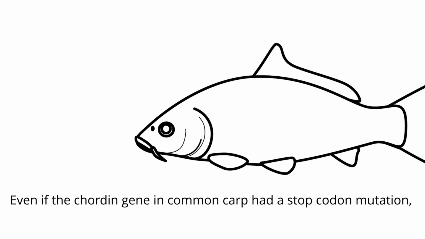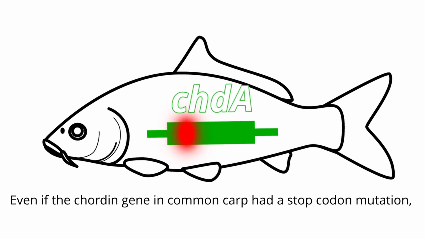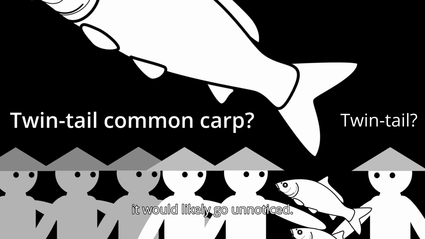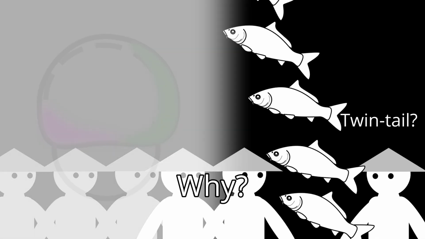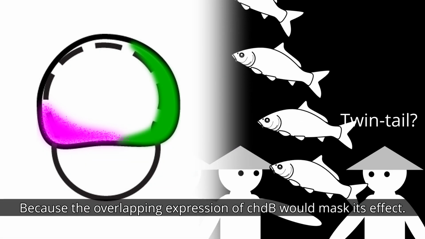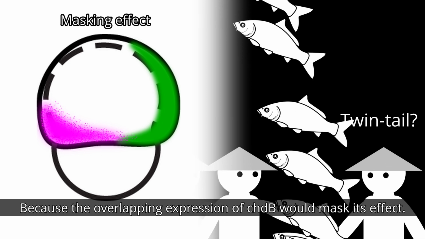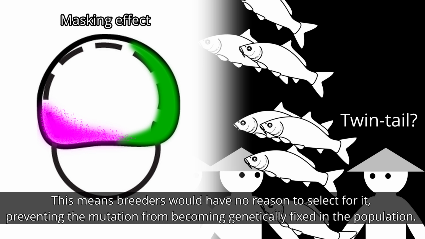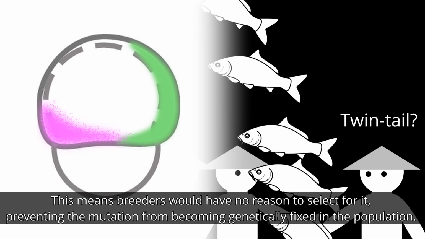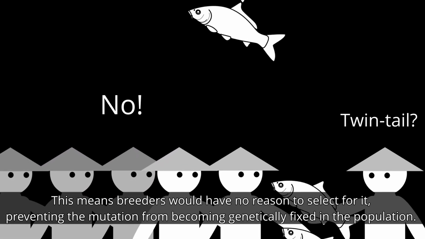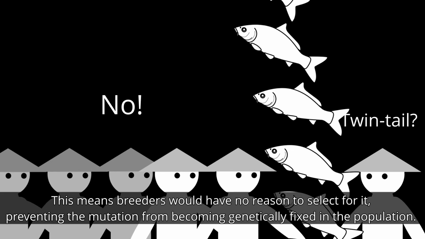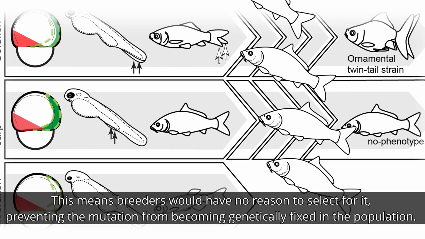Even if the coding A gene in common carp had a stop codon mutation, it would likely go unnoticed. Why? Because the overlapping expression of coding B would mask its effects. This means breeders would have no reason to select for it, preventing the mutation from becoming genetically fixed in the population.